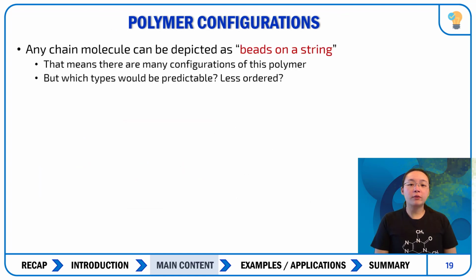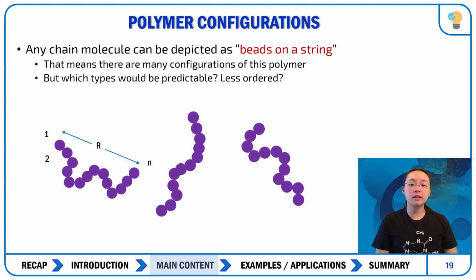So polymer configurations, we can also use entropy when we look at polymer configurations, so how each building block gets connected to one another. Any chain molecule can be depicted as beads on a string. So once again, you can have lots of configurations like this, and our job is to figure out which one is more predictable.